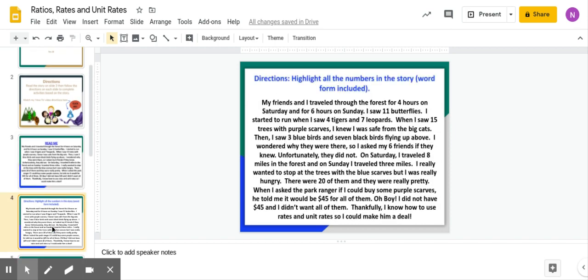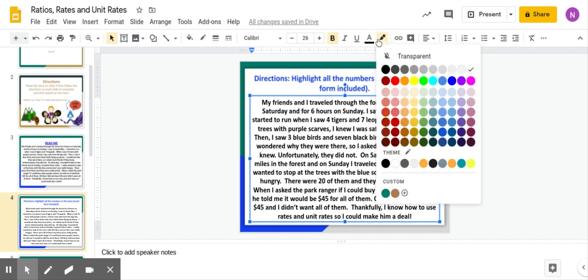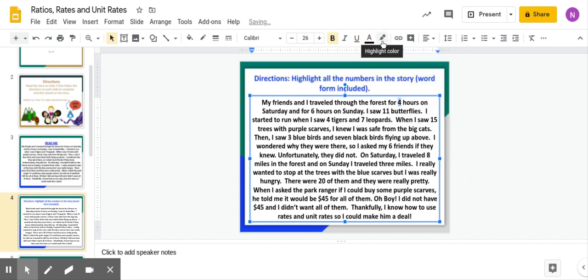All right, next slide. So the directions say highlight all the numbers in the story, word form included. So you're going to read through the story. As you read through the story, you're going to highlight any numbers. So, example here, 4 hours as I'm reading, that's the very first number I see. So, I'm going to go ahead and highlight it. You can do one of two things. You can change the color of the font, or if you want to keep the font the same, you can actually use this highlight tool right here. And I'm going to say highlighted in yellow.